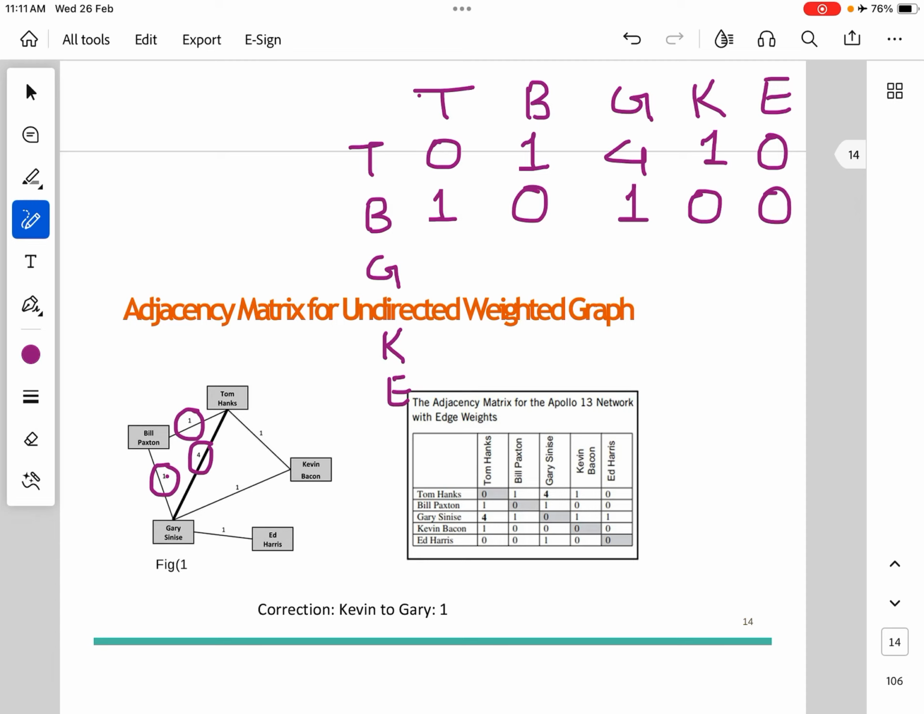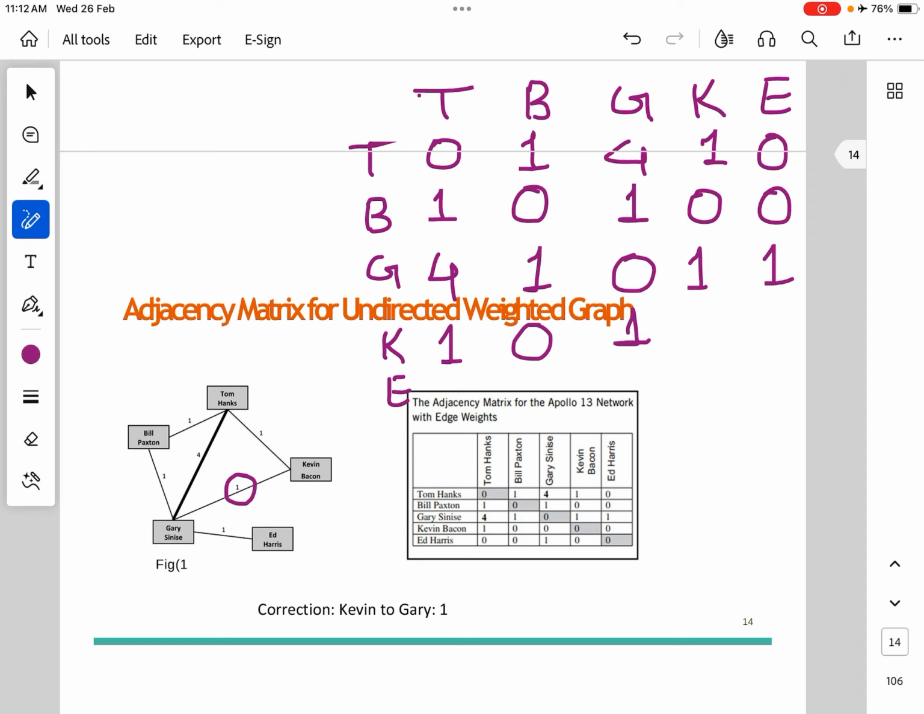Gary to Tom you have 4. Gary to Bill you have 1. So this is easy, I guess. This can be managed. I will complete this, but you have to do it on your own. Gary to Gary is 0. Gary to Kevin is 1. Gary to Ed is also 1. Next, Kevin to Tom we have 1. Kevin to Bill we have nothing, so 0. Kevin to Gary we have 1.